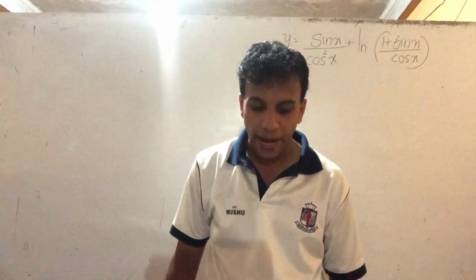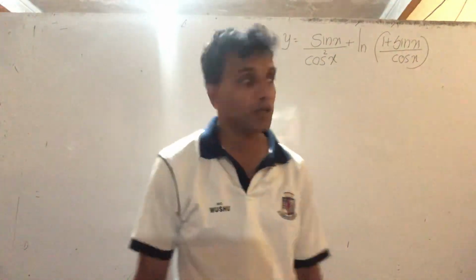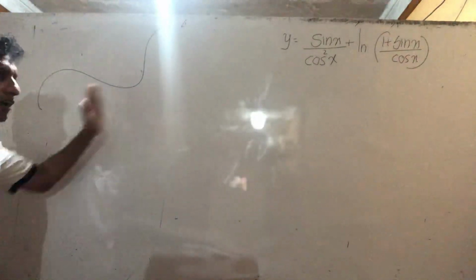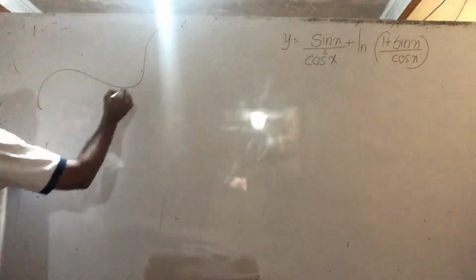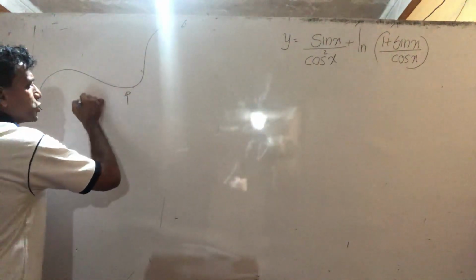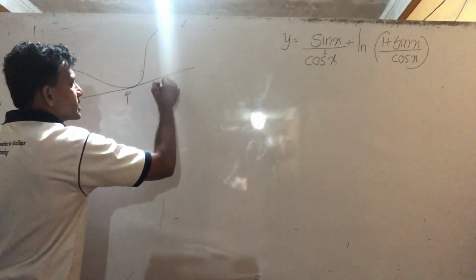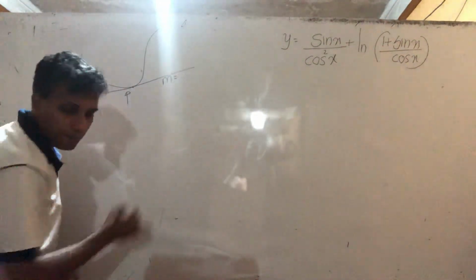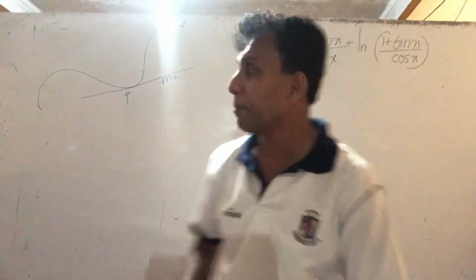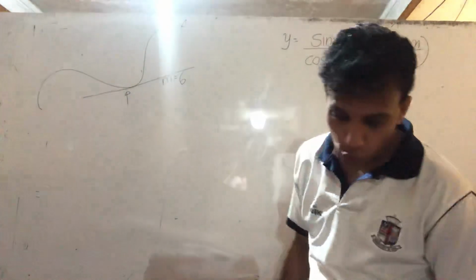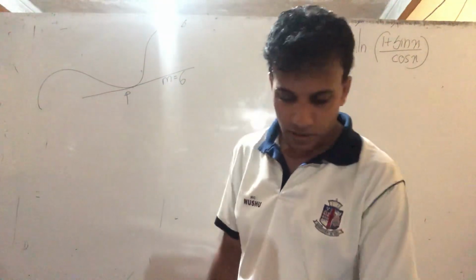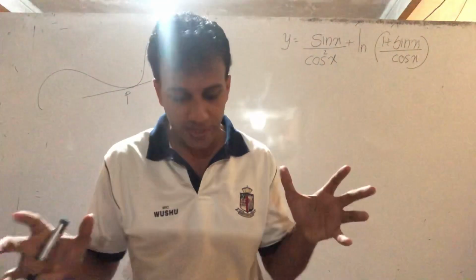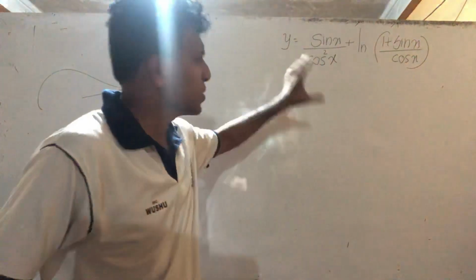If it is given that the gradient of the tangent, for example, I don't know what the shape is, I assume the graph is like this. There's a particular point P. I draw a tangent, its gradient m equals 6. Then show the point P coordinate. They say x is in the first quadrant, between 0 and pi by 2, right? A nice question, but simple.